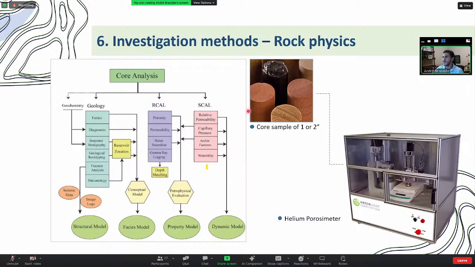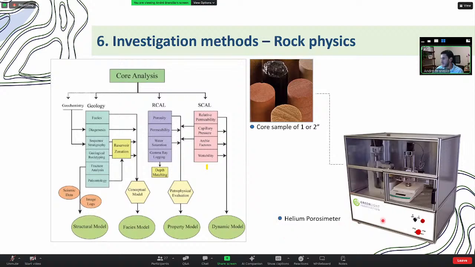And then we can go from this sample to an upscale. You can propagate this information along your study area from the sample that you have from one specific reservoir from the well.